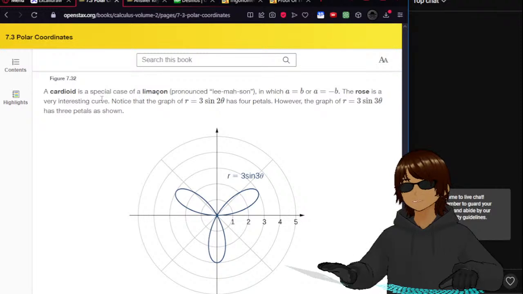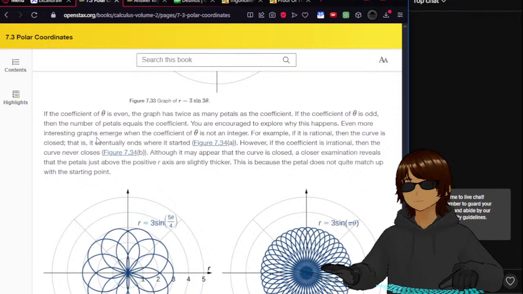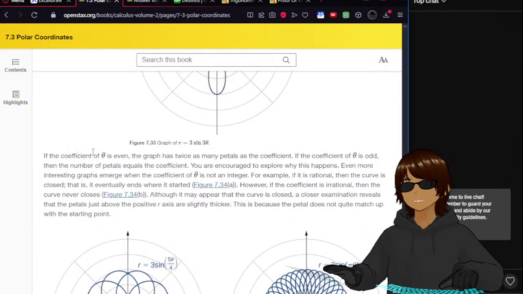The rose is a very interesting curve. Note that the graph r is equal to 3 sine 2 theta has 4 petals. However, r is equal to 3 sine 3 theta has 3 petals as shown. Because if the coefficient of theta is even, the graph has twice as many petals as the coefficient. If the coefficient of theta is odd, then the number of petals equals the coefficient.